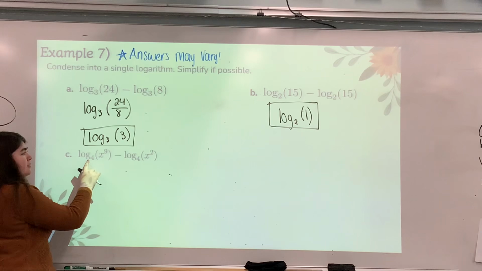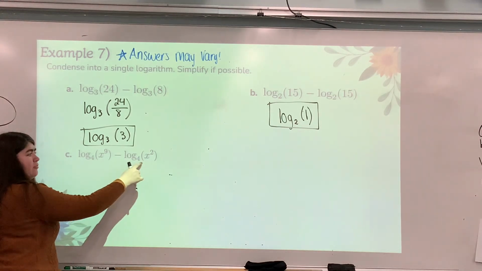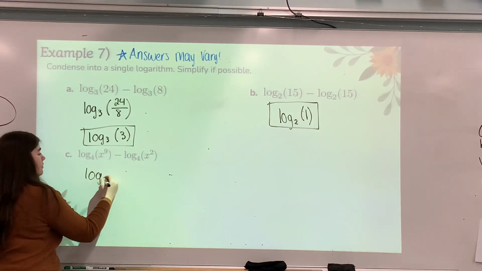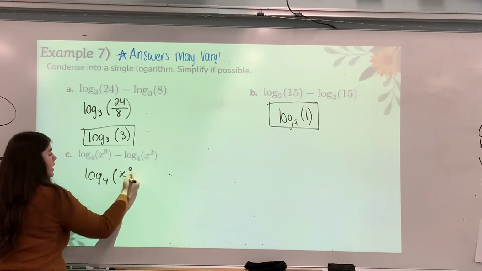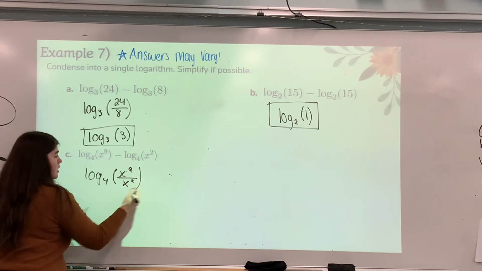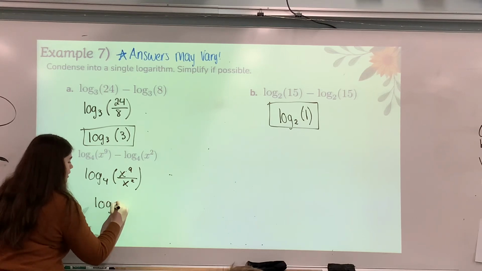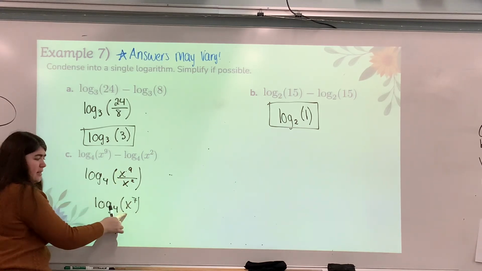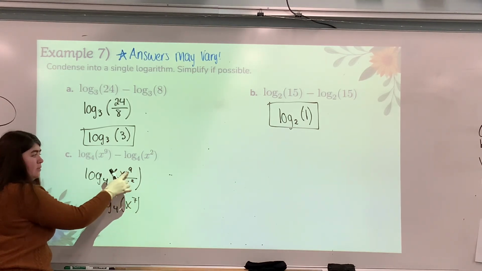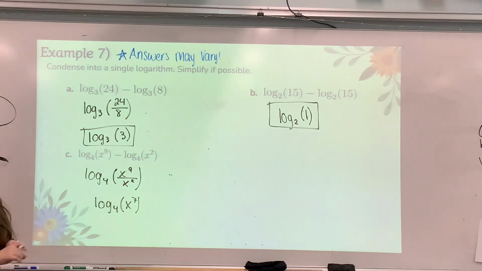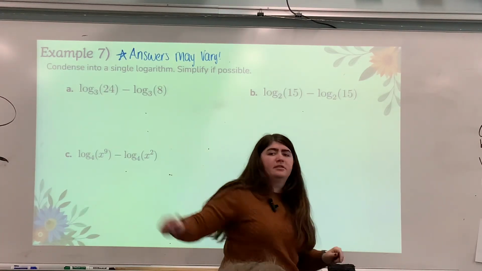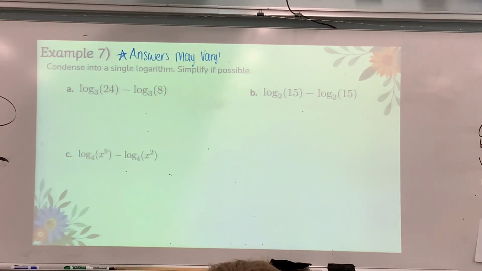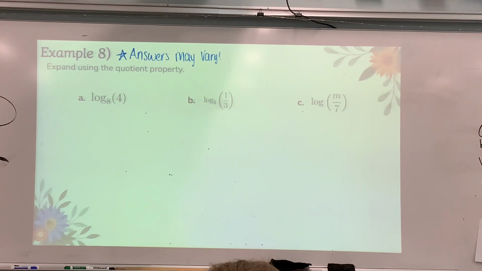So we have log base 4 of x to the power of 9 minus log base 4 of x to the power of 2. So we have log base 4 of x to the power of 9 over x to the power of 2, which simplifies down to log base 4 of x to the power of 7. Why does it simplify from this to that? Because the exponents are dividing, and when you divide an exponent, you subtract the exponent. By the way, in case you were wondering, the answers do not vary on this slide. I just left it up there because they will vary on this one.